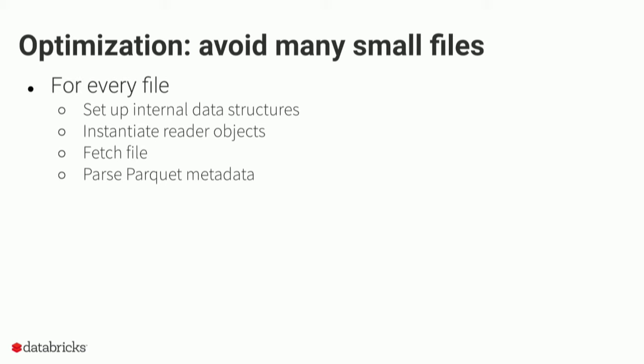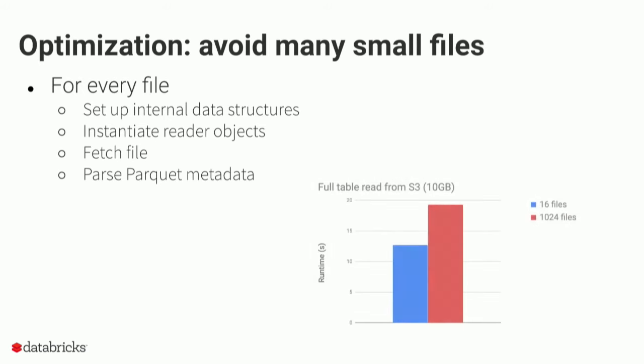And to demonstrate this, I ran another simple benchmark. The same 10 gigabyte data set stored on S3, and you just read it in. Nothing special. But if you have the data set in 16 files, we see that it takes about 12.5 seconds to read the thing. And if we have the exact same data set in 1,024 files, we see that it suddenly takes almost 19 seconds. This is a significant difference, and something everybody should be aware of. If you have a lot of small files, this overhead can have a significant contribution to your total query time.